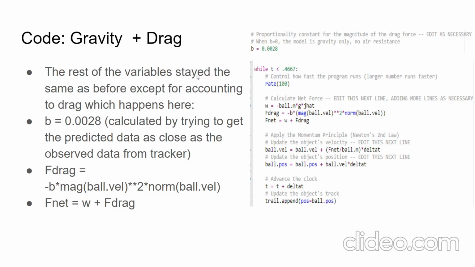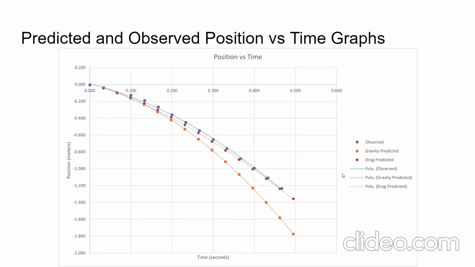For the code of the gravity plus drag, basically all the formulas above stay the same except for the b variable here, which was 0.0028, which was calculated by trying to get the predicted data as close to the observed data from tracker. And then we also have F drag, which was negative b times the magnitude of ball.velocity to the second power times the velocity direction, or the v hat. Then we have F net being equal to W plus F drag. Then everything else stays the same as well.